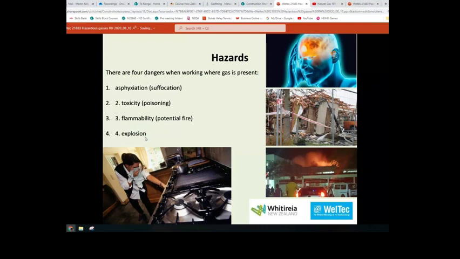And explosion. If a larger volume of gas has been released, it can lead to a massive explosion. Look at the Christchurch house explosion. That was from an uncapped gas pipe releasing gas. It ignited from a switch and blew the whole house to pieces. Very lucky no one died.